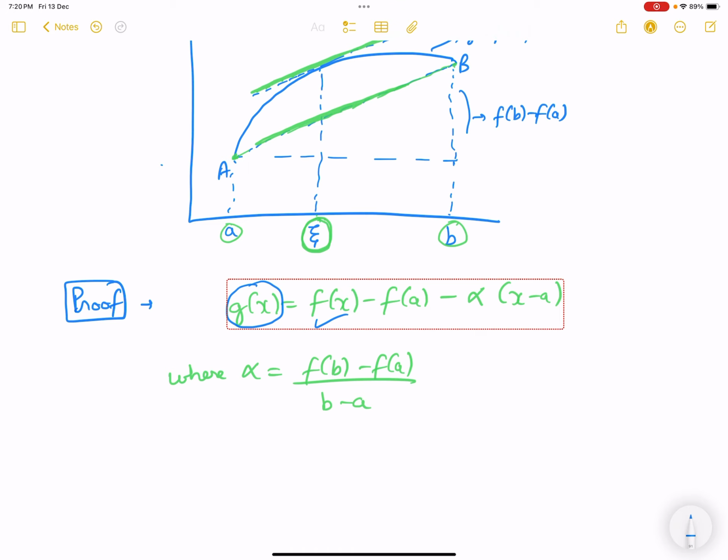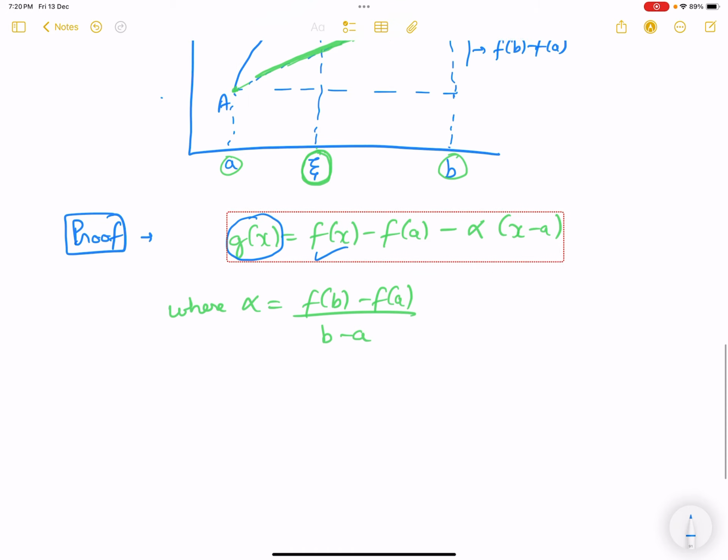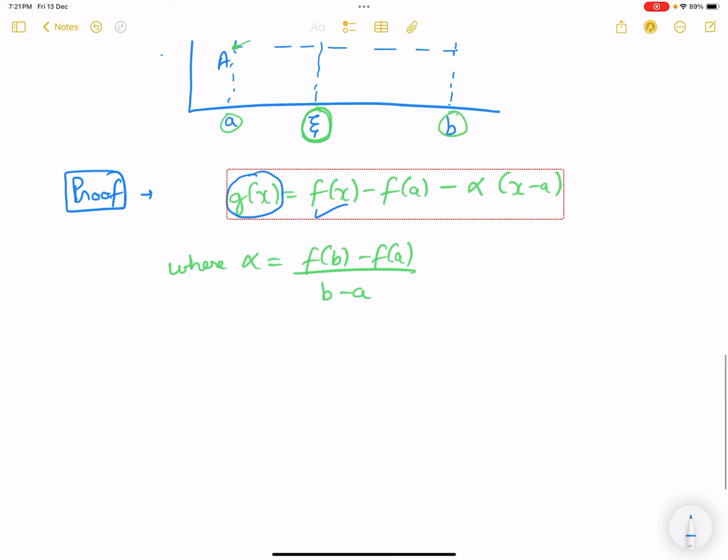Similarly, since f(x) was a differentiable function in the open interval (a, b), g(x) would also be a differentiable function in the open interval (a, b). Now we can find the value of g(a).